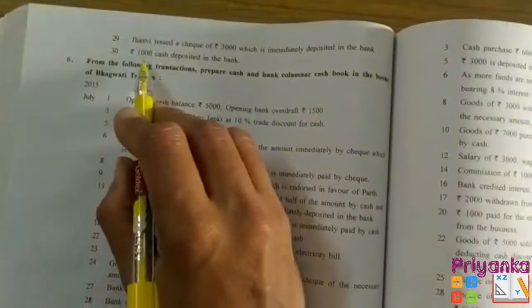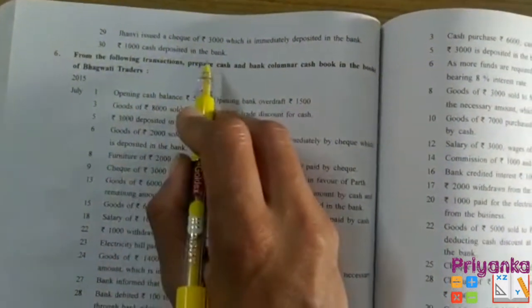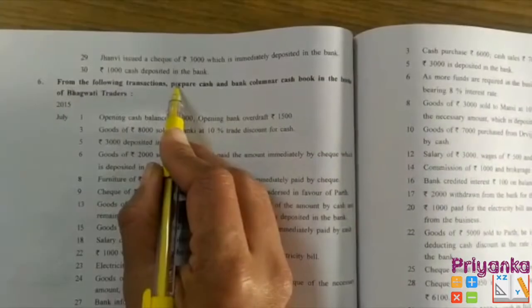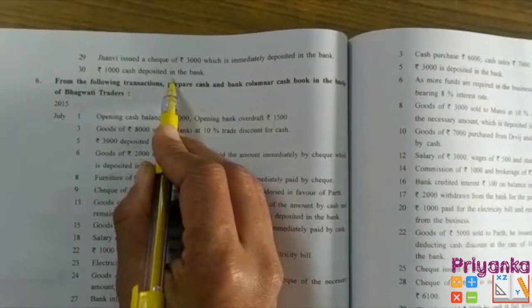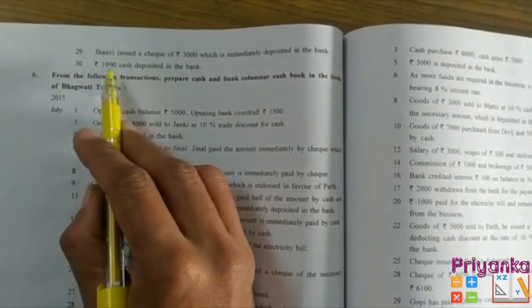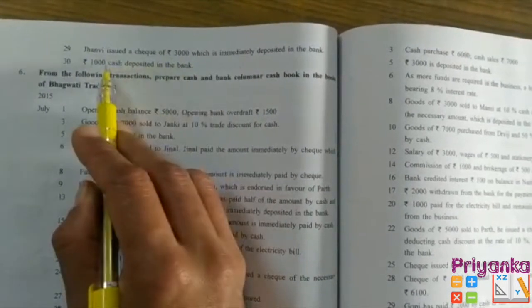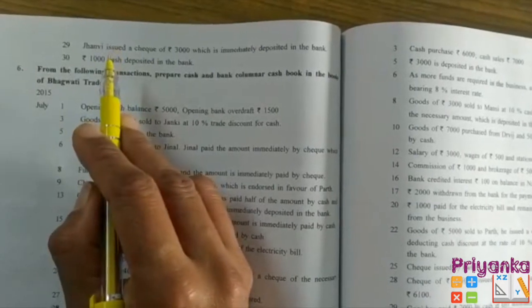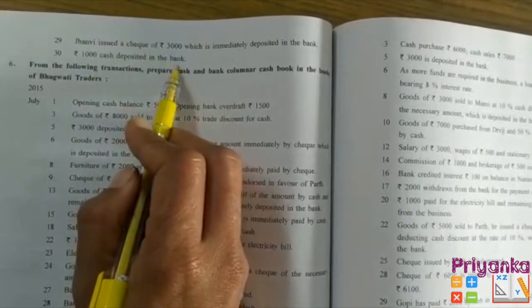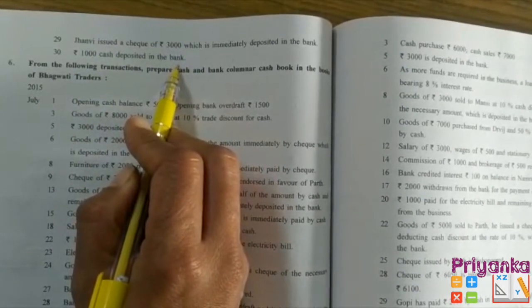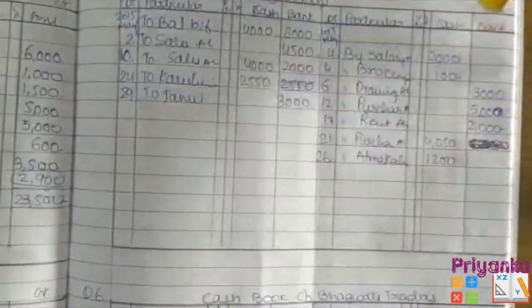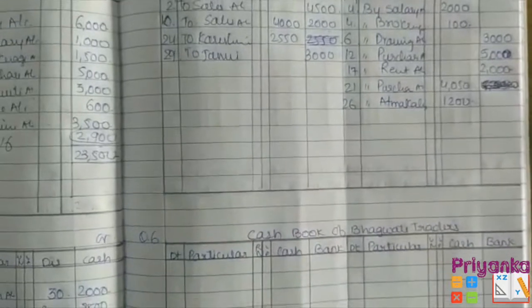Next, 30, where rupees 1,000 cash is deposited in the bank. This is the transaction which I will show you as a contra transaction. Here it is written that rupees 1,000 cash is deposited in the bank. It means first we have to remove cash of rupees 1,000 and then go to the bank and deposit 1,000 into the bank account. So here I made one correction, by mistake I wrote it wrongly. So first we'll remove cash.